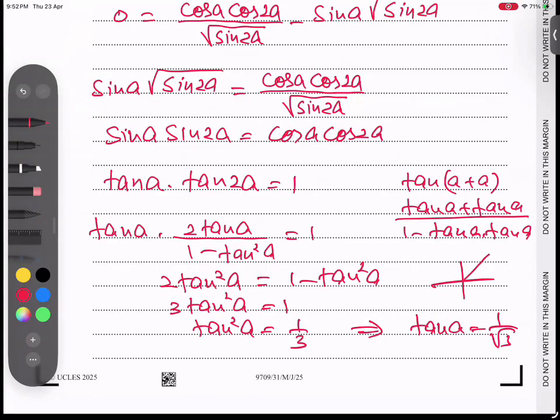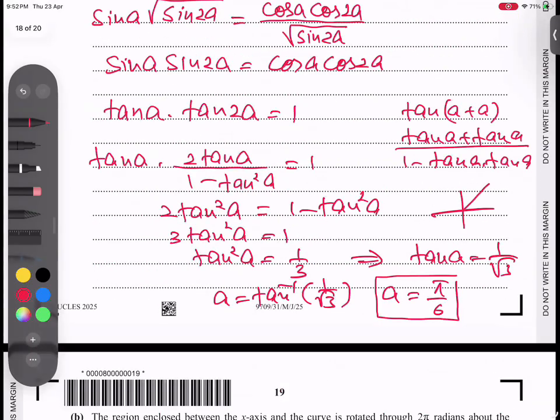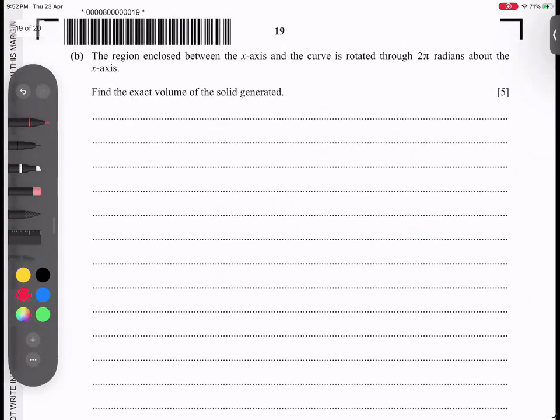So if we take this tan inverse, 1 over root 3 is giving us, basically, 30 degrees. So pi by 6. Pi by 6 is 30 degrees. And we got it. And he was asking to find the exact value of A. Done. Now the next part: the region enclosed by the x-axis and the curve is rotated 2 pi.